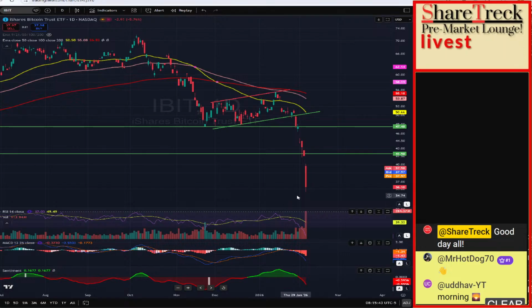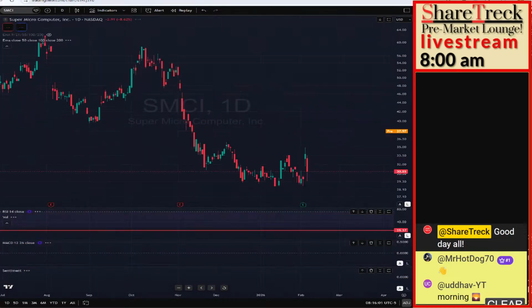Bitcoin, IBIT. This is very interesting. IBIT is good for a very short trade. We have a gap fill out here, and it has dropped severely. So even now, I think there is a chance to buy this and maybe make 20 or 30 cents on each share, but it's quite risky. I wouldn't touch it right now.